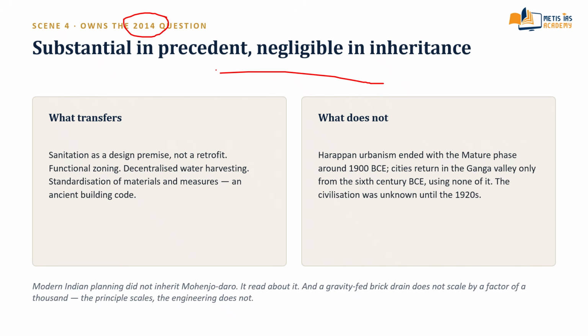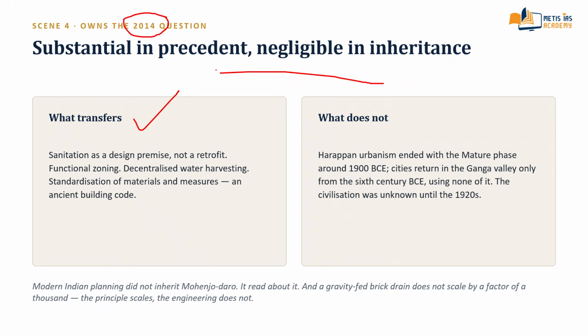Answer it in two halves: what genuinely transfers and the honest limit. And the limit is what separates a good answer from a routine one. The first half is four principles that do transfer. What are the four principles? The first one is sanitation designed before settlement, not after.